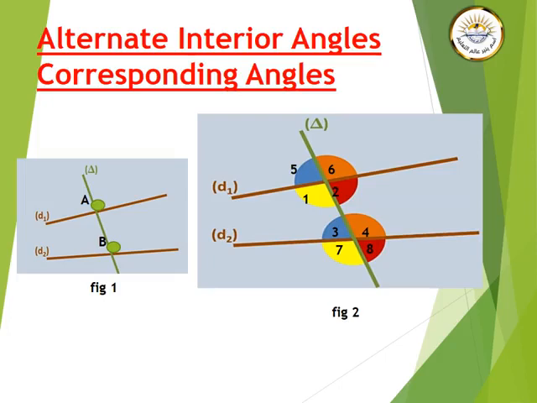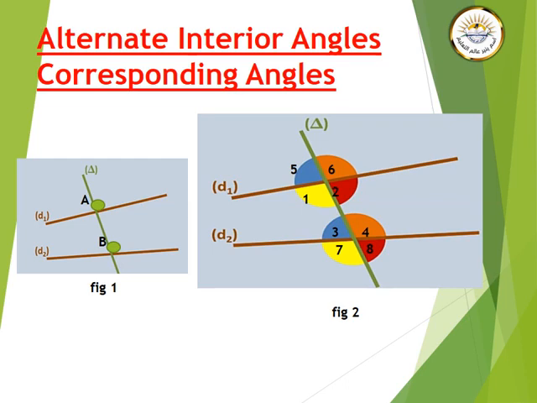Please look carefully and focus on figure 1 in this slide. In figure 1, we can see the two straight lines D1 and D2 in the brown color cut by another green straight line delta, which is called in this case a secant. So the secant is a straight line that cuts the two brown straight lines in this case.